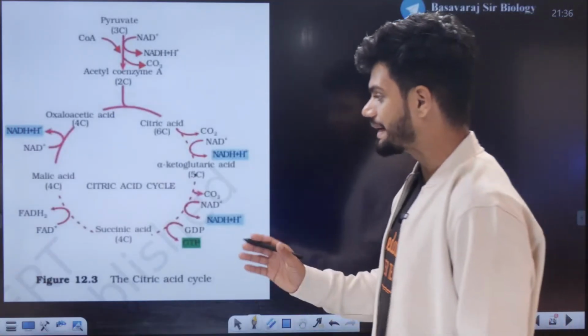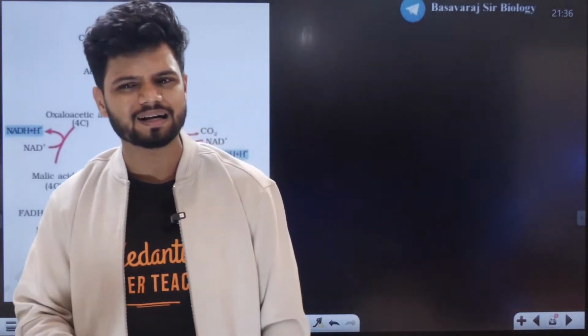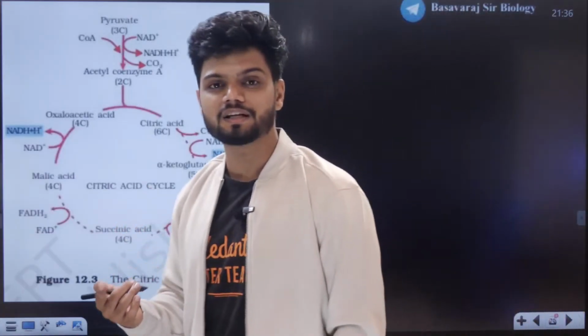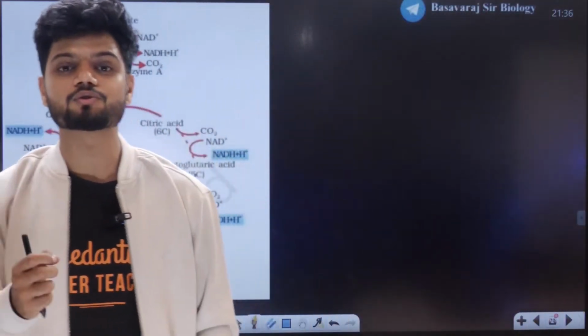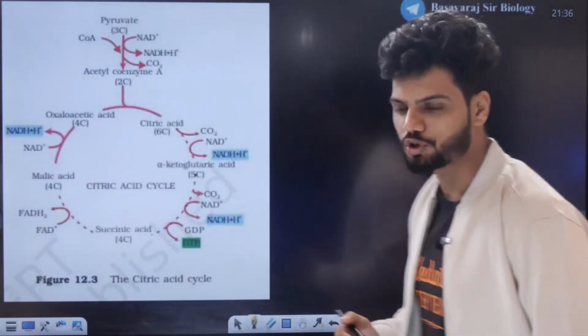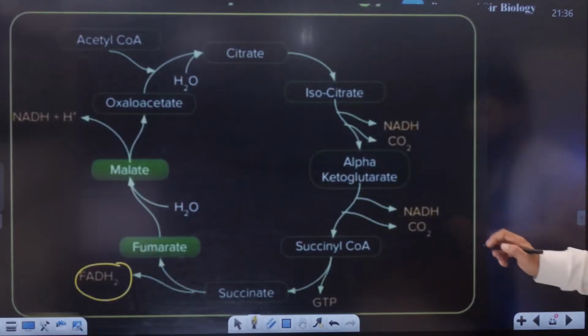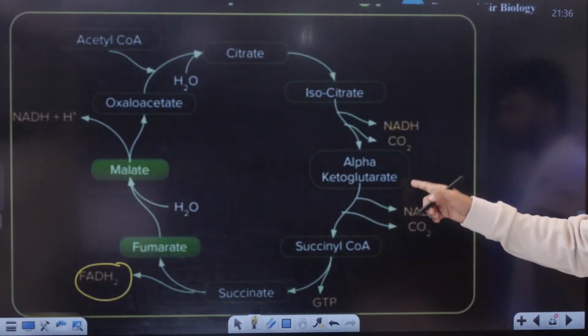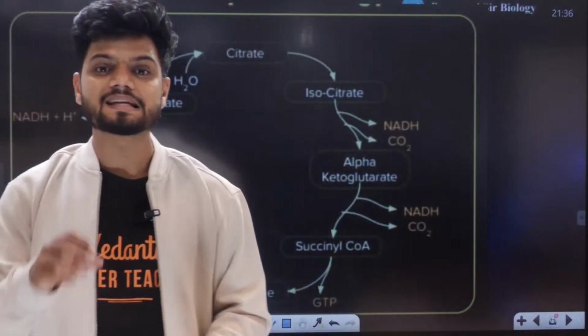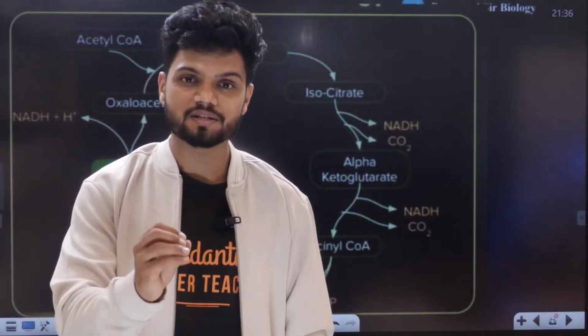Next is the citric acid cycle. Students, what is the other name of the citric acid cycle? It is also called the Krebs cycle. Now forget this, I will show you a better one. This is also called the citric acid cycle. I will teach you the entire citric acid cycle in just 1 minute.